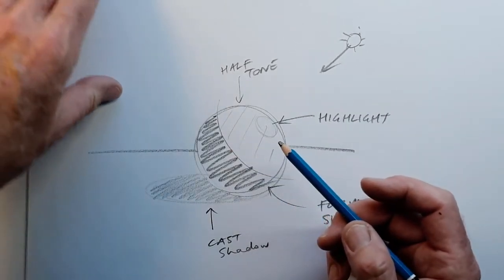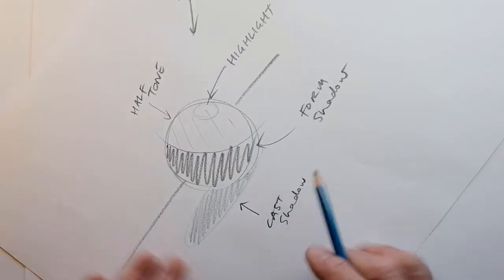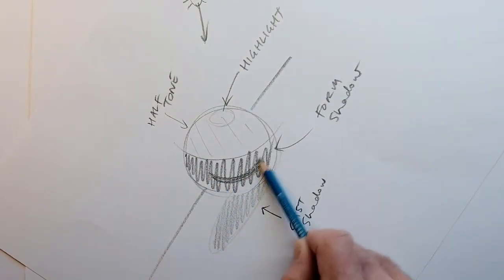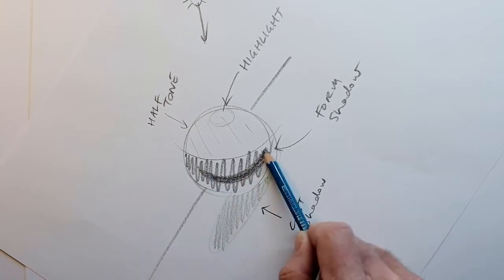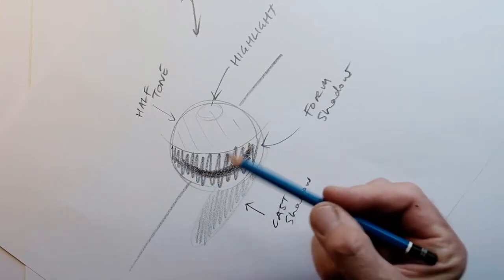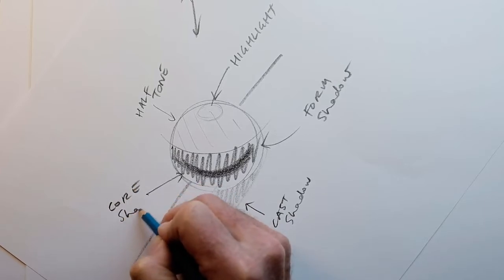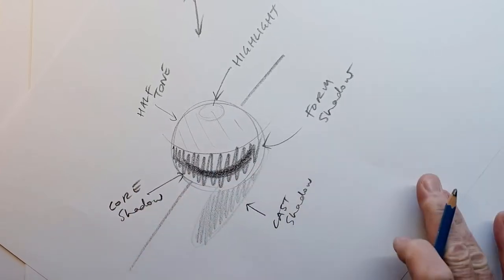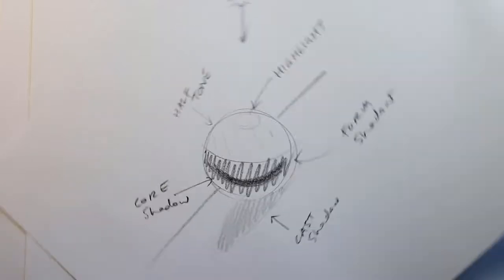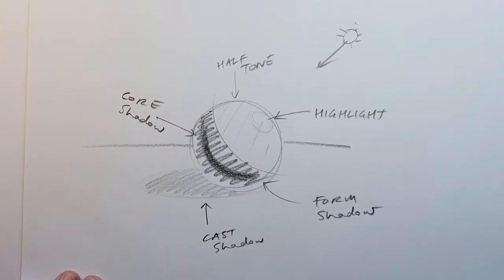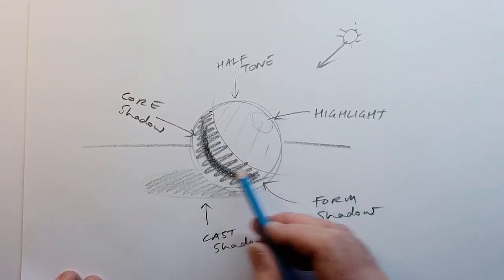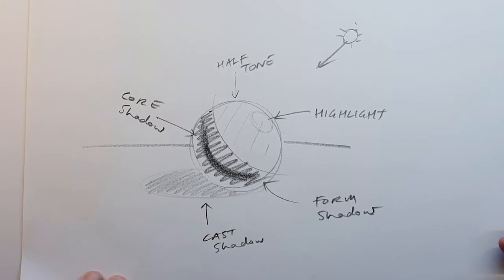But there is one part of the form shadow that's darker than the rest, and we call that the core shadow. Okay, it's the darkest part. That's called the core shadow. So you sort of have to understand that much. Okay, and then these ideas will pass on to other objects.